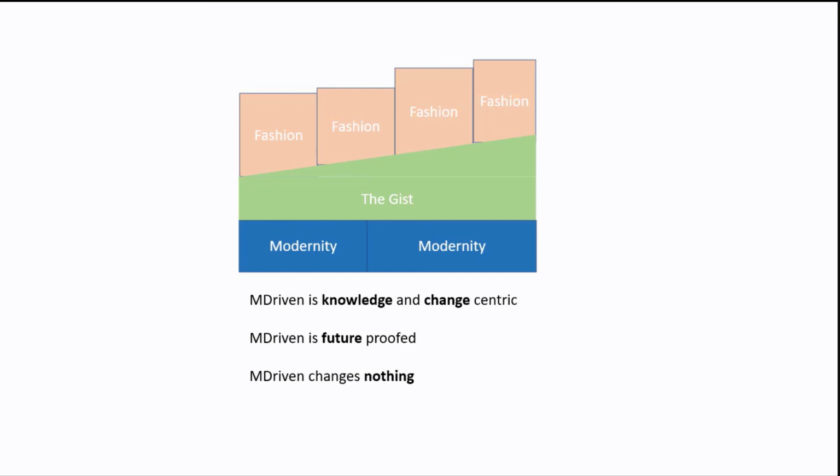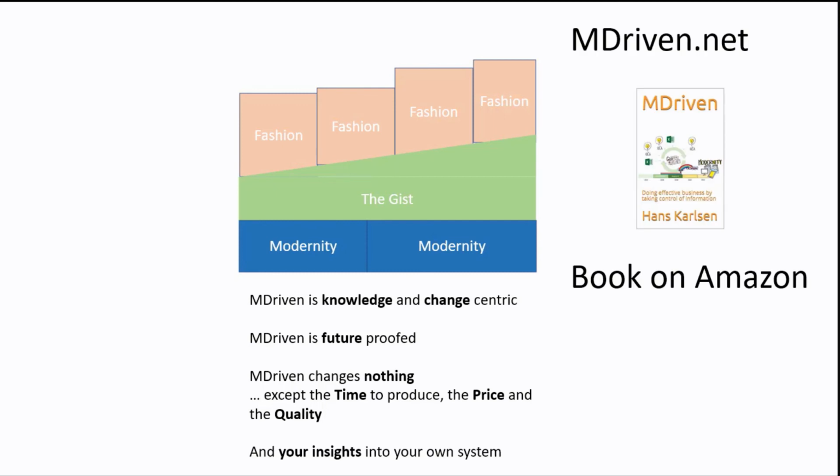And as we discussed, MDriven is future-proofed since we simply swap the modernity against another technology stack once it's time. But more or less, MDriven changes nothing. It's just an ordinary software system if you look at it from above. You can't really say that it's built with MDriven or not. Well, except the time to produce it is much lower, and the price is much lower, and the quality is much higher. And of course, your insights into your own system are much more available to you.